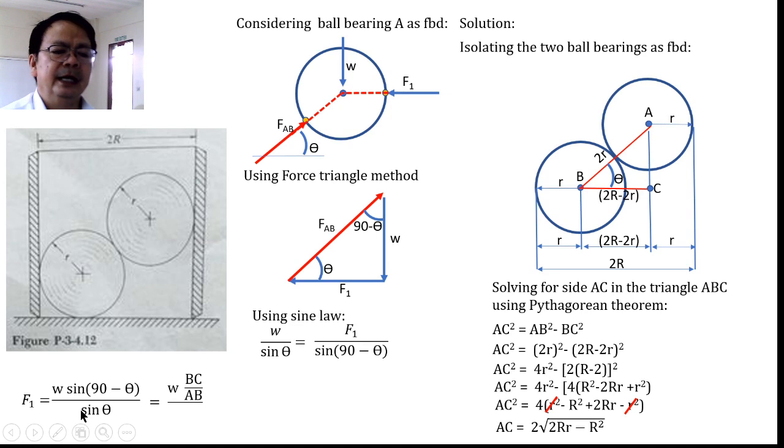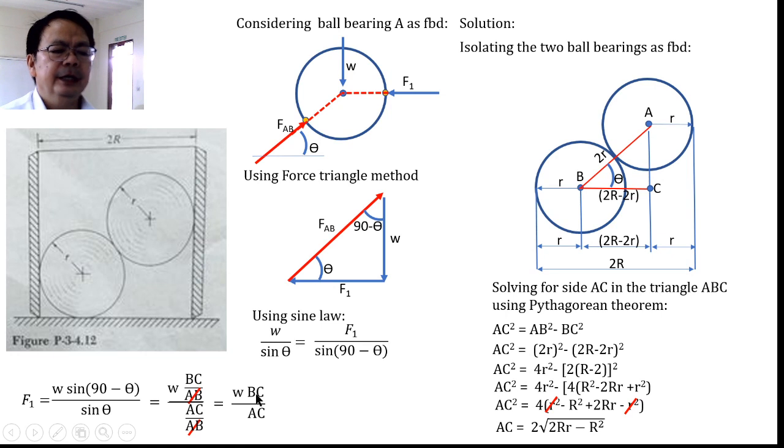While sine of theta shall be the ratio of the opposite of this angle. Ito naman yung angle na tinutukoy natin, and the opposite is AC to the hypotenuse AB. That is AC to the hypotenuse AB. And you will notice here that both AB can cancel each other. That would be simplified into the product of W times BC divided by AC. But we already have computed for BC and AC.